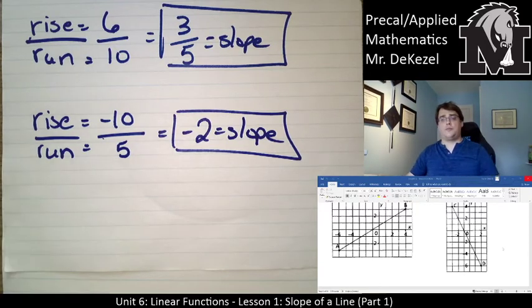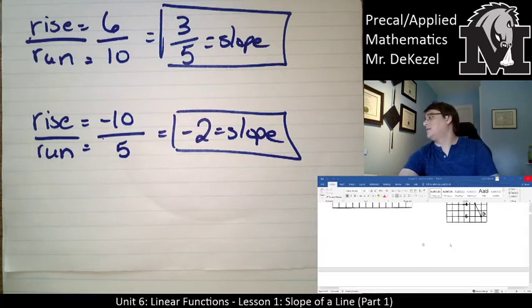So if it is sloped downwards to the right, we get a negative slope. And if it is sloped upwards to the right, it is a positive slope. It's important to be able to tell the difference. If you know that it should be negative and you get a positive, you've done something incorrectly.